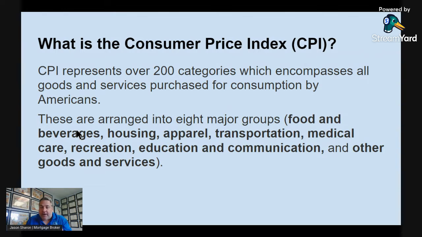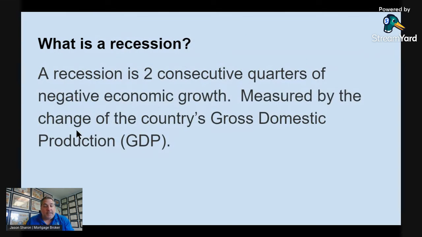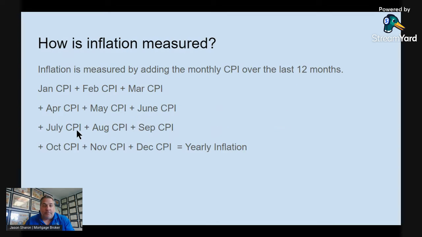I wanted to define a few things so we can get to some higher level discussions. What's a recession? It's 2 consecutive quarters of negative economic growth measured by the country's GDP change. Super simple: is the economy producing less, spending less this quarter than last quarter? And if that happened 2 quarters in a row, it's a recession. Maybe a very small recession, but by definition, that's a recession.